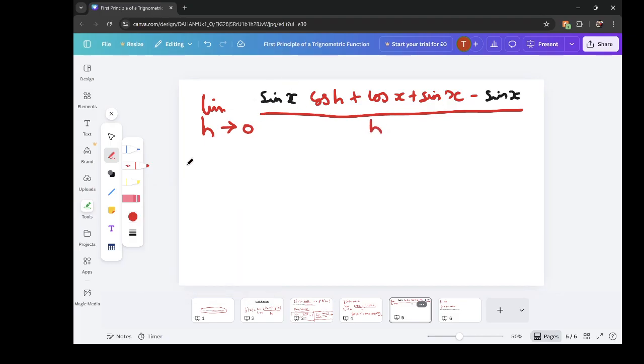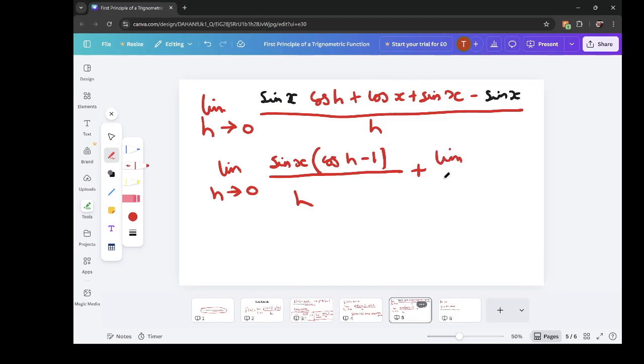The reason I've done these two in different colors over here is because we're trying to group these two together and separate the limits. That's what we're trying to do here. Once we group these two together, we can pull out the sine x. So if we try to separate our limits, the limit as h approaches 0 of sine x cos h minus sine x, we can write it in the form sine x times cos h minus 1, over h. Then we separate the limit by adding a plus and then the rest of our function here.